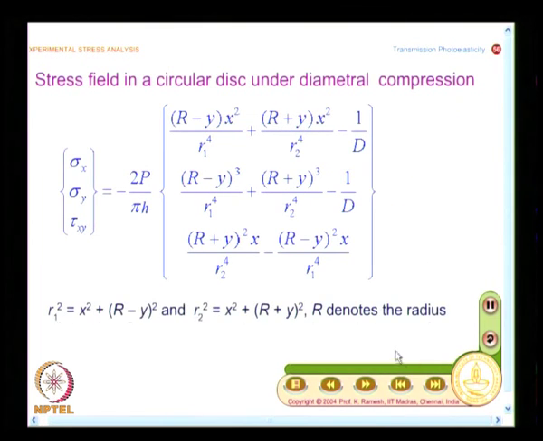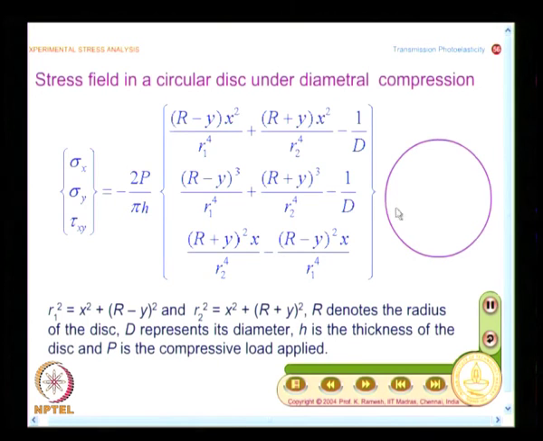And this is just to brush up your old memories. We have already seen this set of stress field equations. So, what you could do is, I have sigma x, sigma y and tau xy expressions given, where h is the thickness of the model, p is the diametral load applied, and once I have the expressions for sigma x, sigma y and tau xy, it is possible for you to find out sigma 1 minus sigma 2. In photoelasticity, we use only sigma 1 minus sigma 2.